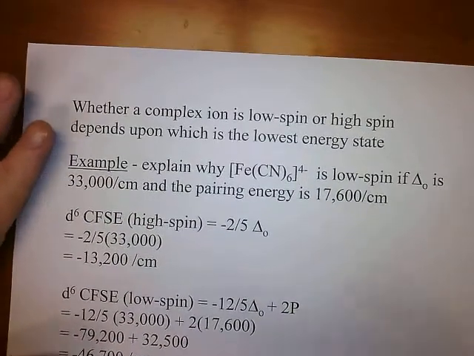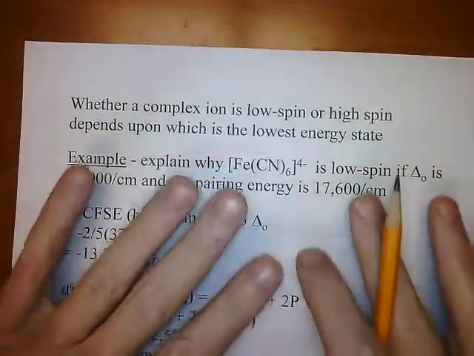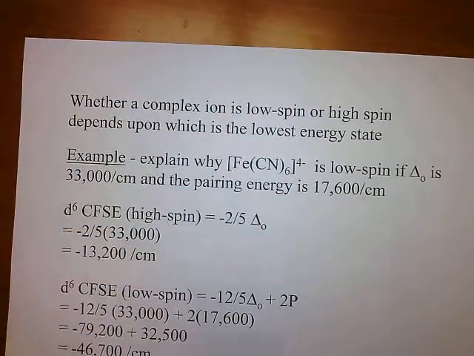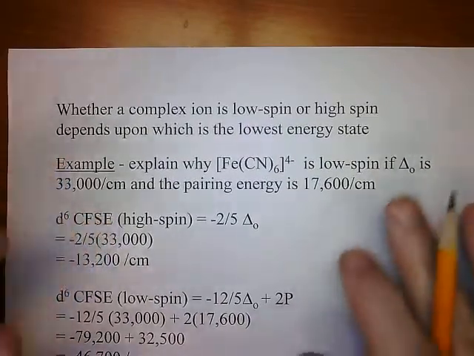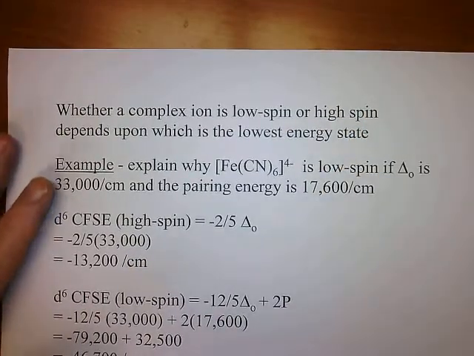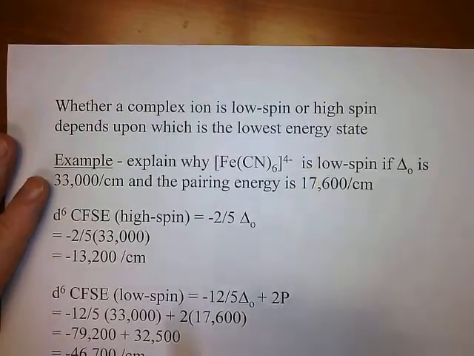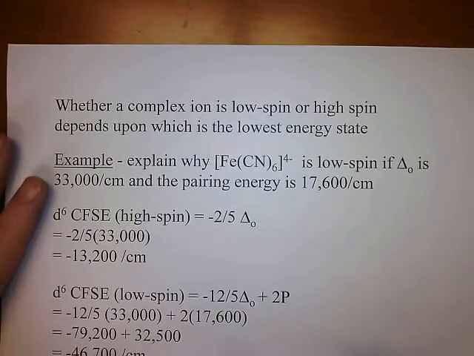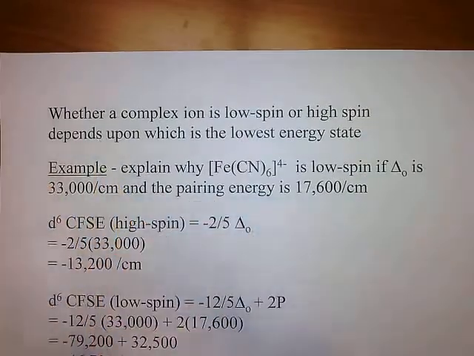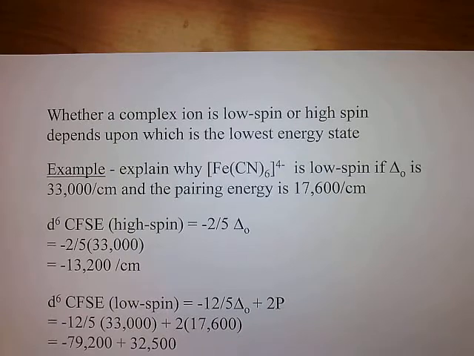So this video is going to be a continuation of our discussion on crystal field theory. In the last video we talked about how in these octahedral compounds the energies of the d orbitals can be split off, and for some ions you can have two different electron configurations, low spin versus high spin. So how do you know if a compound is going to be high spin or low spin? It all depends upon which is the lowest energy state.